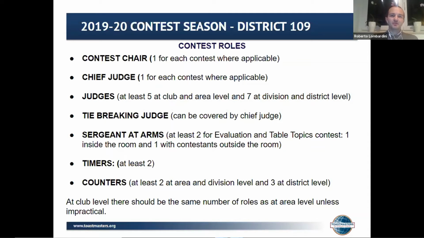Club level, as I said before, these numbers are applied unless impractical. So try to get this number of roles. If you can't, the contest is okay, but of course the aim of holding a contest at club level is to have it in a proper way. My suggestion is, if you can't do it, ask for help, or if you have only 1 or 2 contestants, simply avoid it and tell them to go to the area. And instead of holding a contest, you can just let the contestants try the speech. So not saying that it's a contest, it can be just a session of feedback, or whatever you would like to call it.